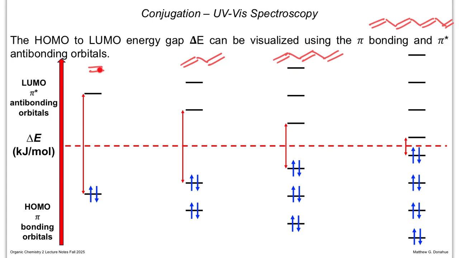So notice 2 p orbitals. We have the bonding orbital. It's occupied by spin-paired electrons. Then the antibonding orbital is empty. The distance between them is the gap. That's the energy that has to be supplied.